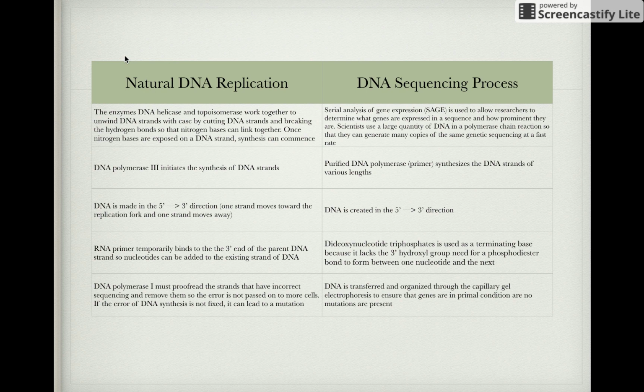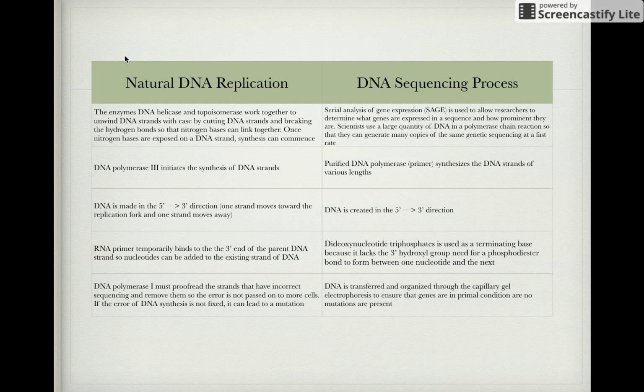And then lastly, for natural replication, DNA polymerase 1 is what proofreads each DNA strand to make sure that it has the correct sequence. And if there is an error, it can remove the error before it has the chance to be passed on to more cells. And if the error of the DNA synthesis isn't fixed in time, that's what leads to mutations, because before DNA polymerase 1 can delete the error, it has already been passed on.